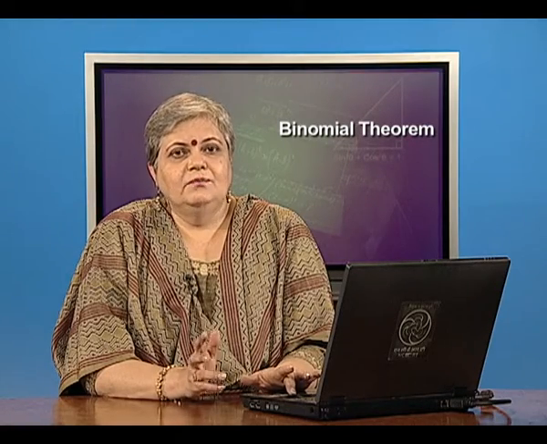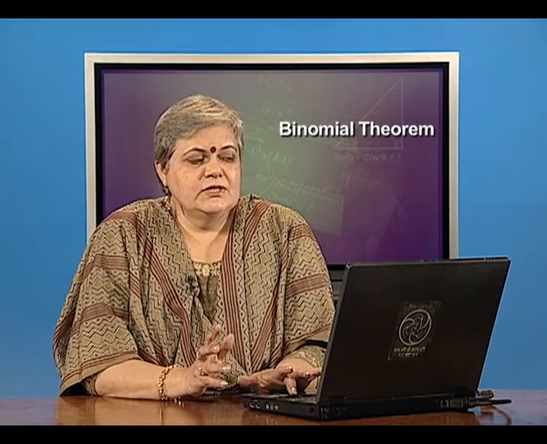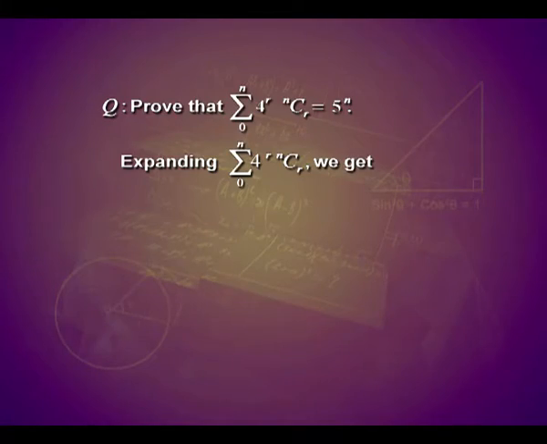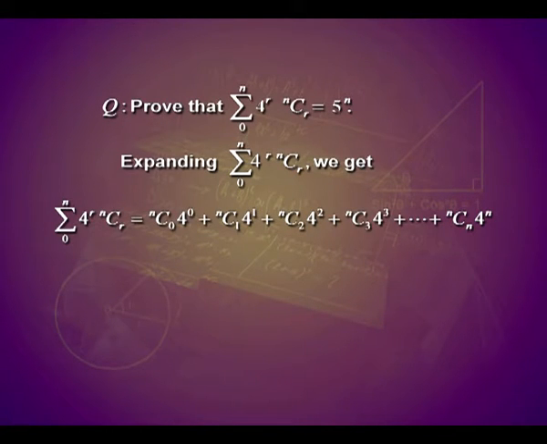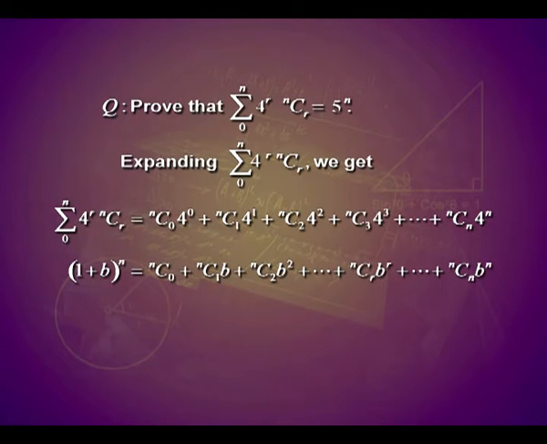How about this one? Prove that the summation of 4 to the power r nCr is the same as 5 to the power n, when the summation index r is running from 0 to n. Now, summation and expansions are basically one and the same. So, if I write this summation in expanded form, it looks like nC0 4 to the power 0 plus nC1 4 to the power 1, nC2 4 to the power 2, right up to nCn 4 to the power n. Isn't that the same as what we have seen earlier, when in place of a you have 1, and in place of b you have 4? So, if I rewrite using that idea, the entire right hand side is nothing but (1 plus 4) whole to the power n, which is nothing but 5 to the power n.